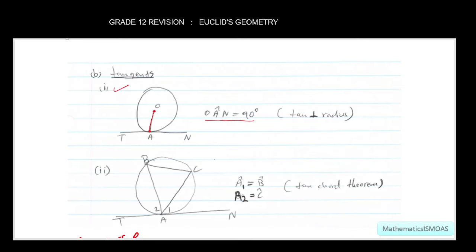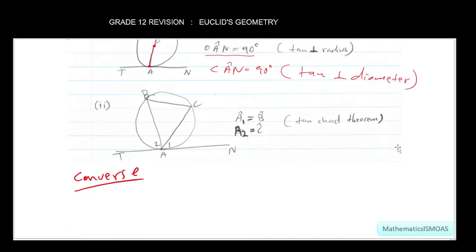Now, let's say you are having not a radius, but rather a what? A diameter. Let's say you are having a diameter AC. Still, angle CAN will be equal to 90 degrees. And your reason will be what? Tangent is perpendicular to diameter. Meaning a diameter will be perpendicular to a tangent at the point of contact.